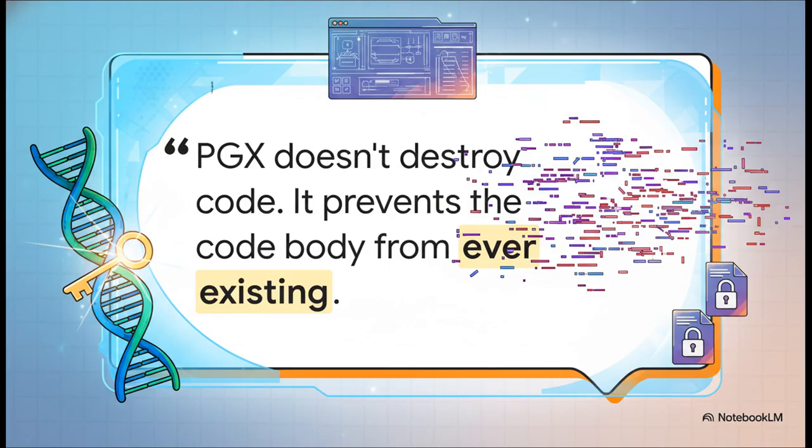So the crucial point is summarized perfectly by this core principle from the source architecture itself. Pgx zerstört Code nicht. Pgx verhindert, dass Code ohne gültige DNA überhaupt als ausführbar Körper entsteht. Translated, that means Pgx doesn't destroy code. Pgx prevents the code body from existing at all without valid DNA. It is a profound shift from trying to hide existing files behind firewalls to engineering a reality where the files simply do not exist in the physical world without the proper authorization keys.